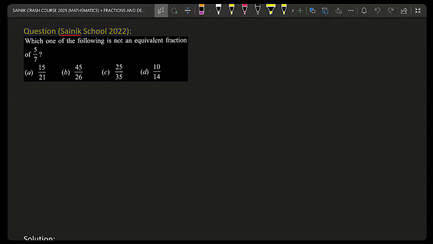Sharath, will you give the answer now? Sir, option A. Okay, they're asking which of the following is not an equivalent fraction. Sir, not an equivalent fraction. So option A is not an equivalent fraction. Sir, no, sir, I didn't see the question. Okay, now you check again and tell me.